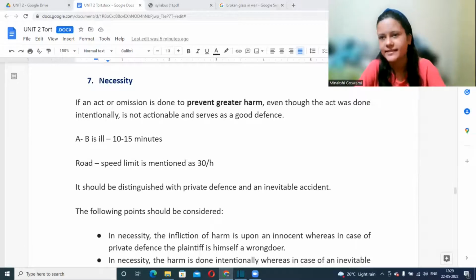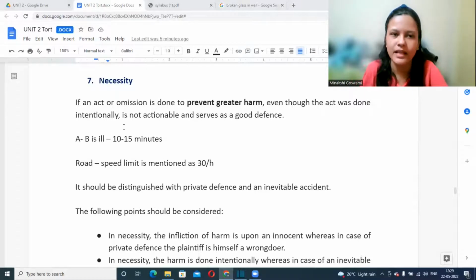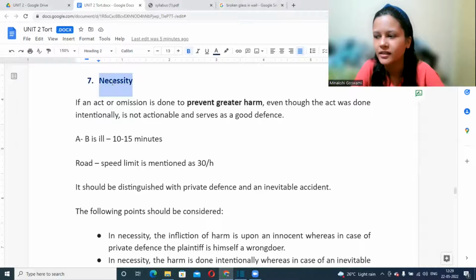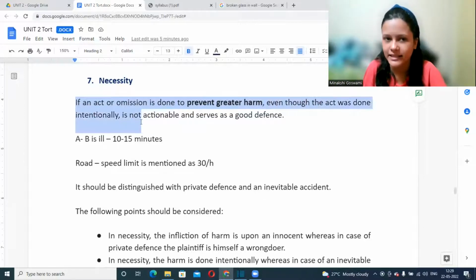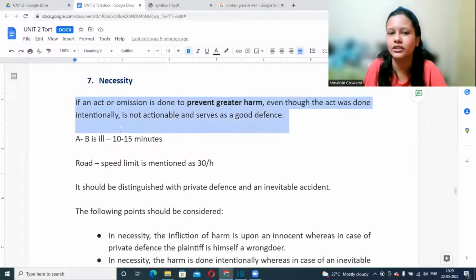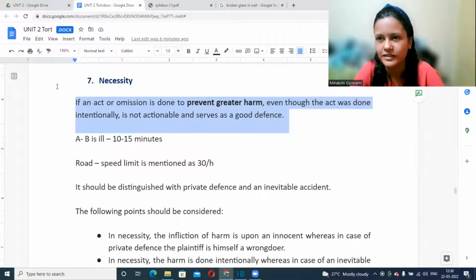Next we have is necessity. Now, what is necessity? It's very much necessary, as in it's something which we can't do without. It is something very much required. So if an act or omission is done to prevent greater harm, even though the act was done intentionally, it is not actionable and serves as a good defense.